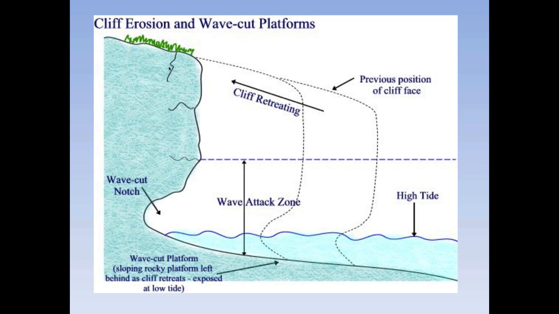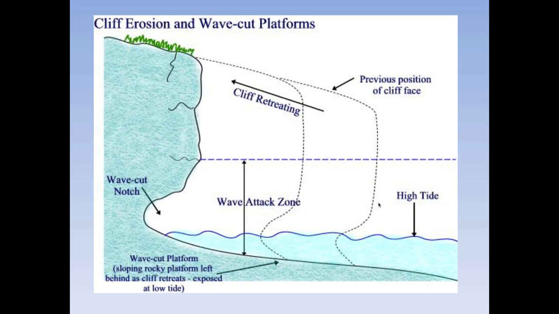Now, if you can imagine now, there's nothing holding up this section hanging over the top. And with processes of weathering and mass movement, eventually that whole chunk of cliff is going to collapse into the sea. And then the whole cliff line is now going to be further back. So the cliff has gone further back and the whole process will repeat. You'll get another wave cut notch, the overhang will collapse and the whole cliff goes backwards, backwards, backwards. So that's what those dotted lines are all about.